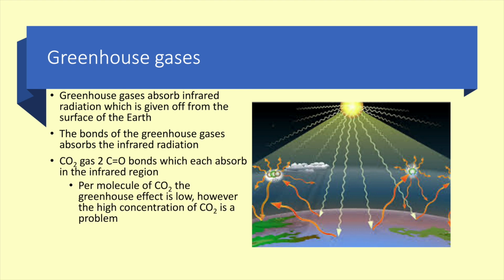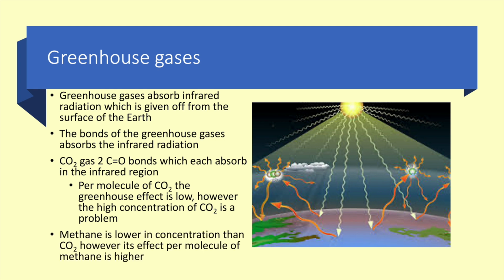Our carbon dioxide, for example, has two C double bond O's, each of those bonds absorbing in the infrared region, as we've seen when we were comparing C double bond O to C single bond O. Per molecule of CO2, we have quite a low greenhouse effect, but due to the amount of carbon dioxide in our atmosphere, that's what's making it a problem. So the high number of CO2 molecules in the atmosphere is causing that enhanced greenhouse effect.